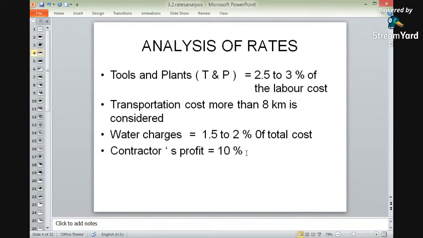Okay? While calculating the different items of works, these heads are taken into consideration. Tools and plants are to be taken into consideration. If there is any transportation beyond 8 kilometers, it is to be taken into consideration. Also, water charges and contractor's profit with their percentages are taken into consideration. Also, this contractor's profit will be from the overall cost. Okay? It is to be taken from the overall cost.